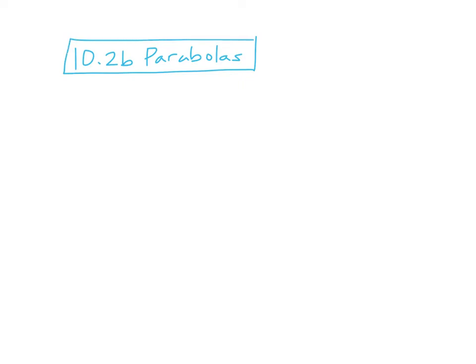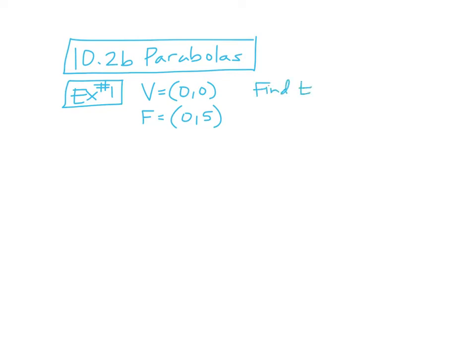So this is more with parabolas, and we're just going to jump right in because it's just an extension of what we did yesterday. So example 1, let's say we have a vertex of (0, 0) and a focus of (0, 5), and we are going to find the equation for the parabola.